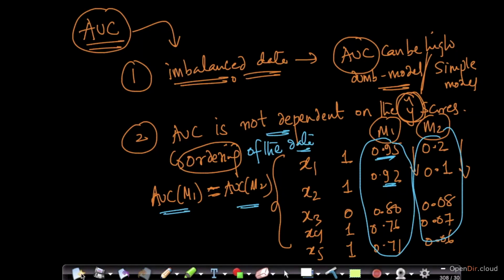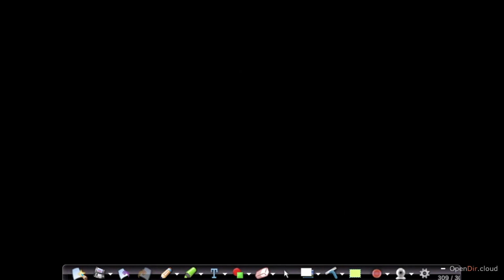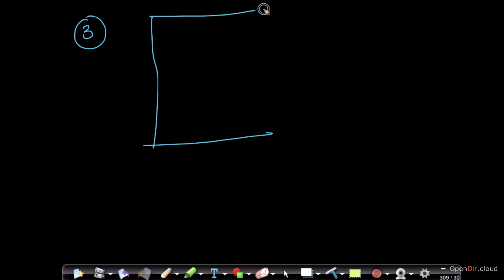AUC is often used in machine learning a lot, especially for binary classification, right? And there's a very nice property of AUC again. Sorry, I completely forgot to mention that.